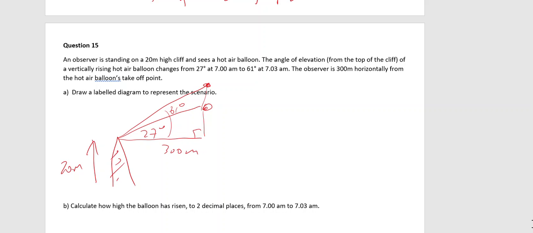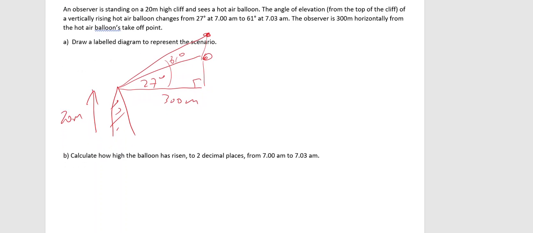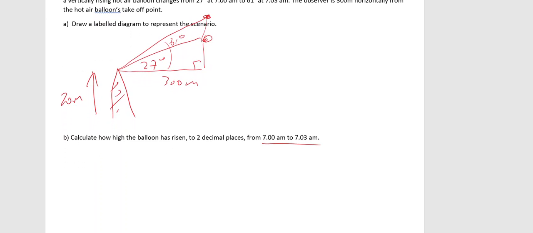It doesn't need to be a Picasso piece, but it has to be functional. You have to show what you understand. Okay, so how high has the balloon risen from 7 a.m. to 7:03 a.m.? Okay, so I know that I've got two right angle triangles. One right angle triangle is 27 degrees, that's at 7 a.m. and the other right angle triangle is at 61 degrees, and that's at 7:03 a.m. And we know that this is 300 meters at the bottom.